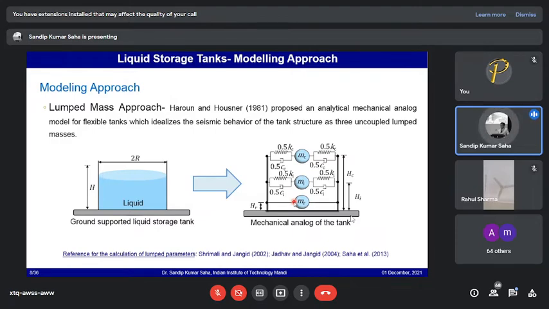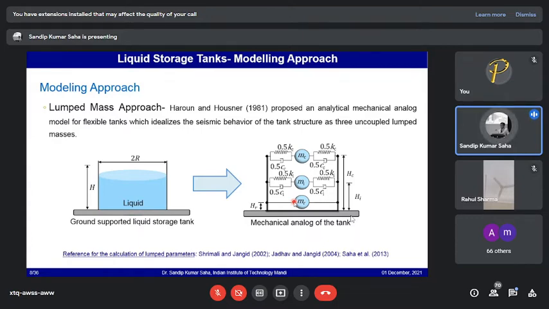So, first of all, to go for the earthquake resistant design of liquid storage tanks, we must look into how we can model it. There are several approaches to model liquid storage tanks, and with modern computational advancements, even full-fledged modeling in finite element methods of the liquid domain and the tank wall, as well as the soil domain, everything can be modeled. But all those models are computationally intensive and need sufficient or prolonged time for performing a single analysis.